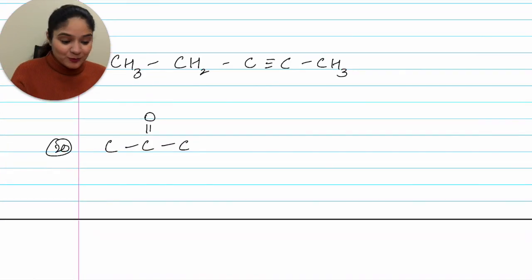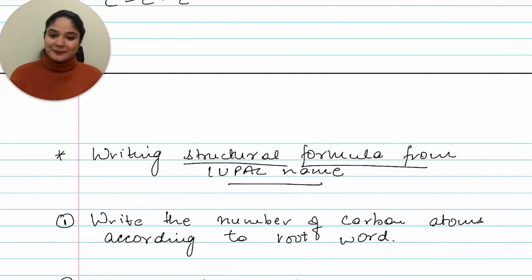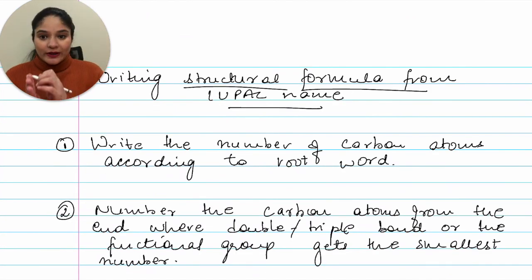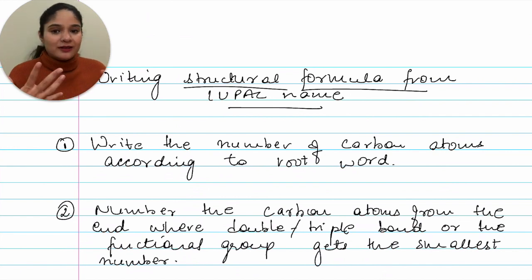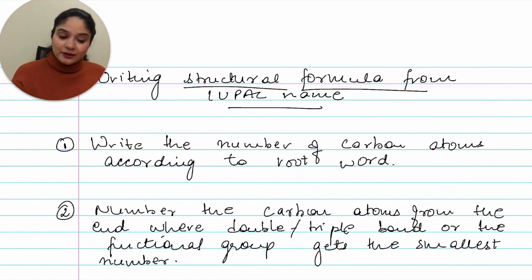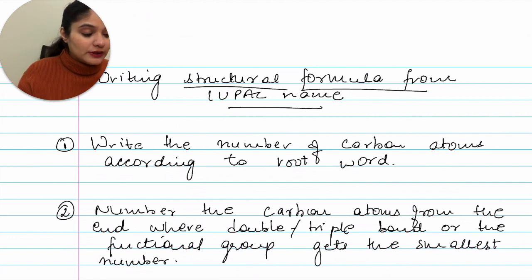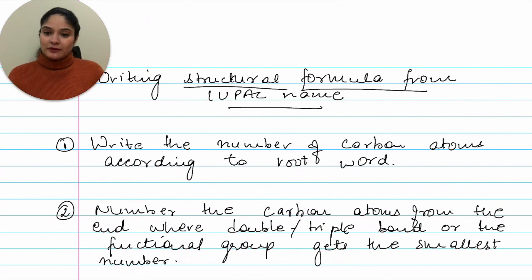Let's move on to writing structural formula from IUPAC names. Once you can see the root word in the name, hexane, pentane, butane, the first thing you will do is draw the carbon chain. So write the number of carbon atoms according to the root word.